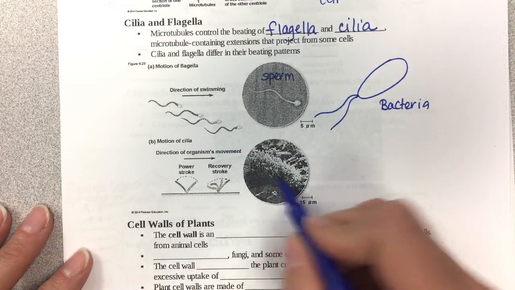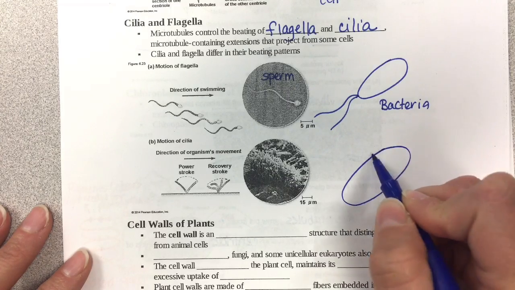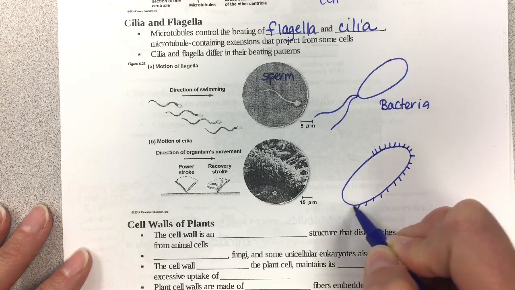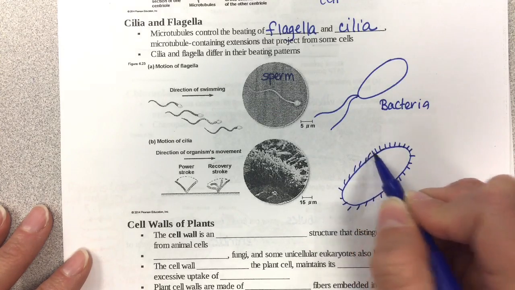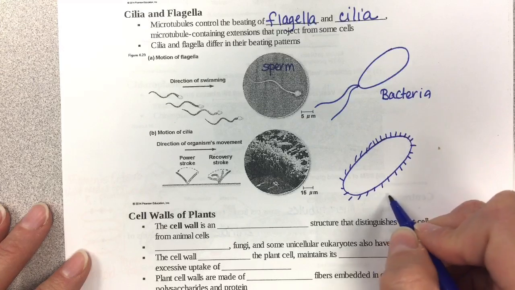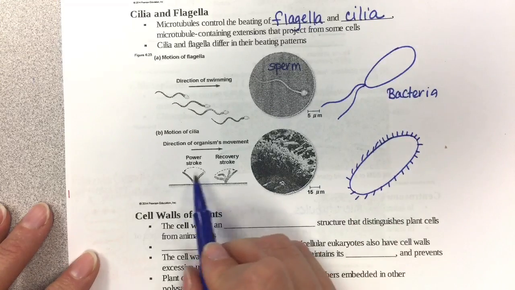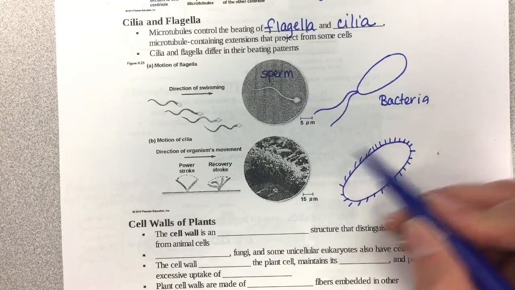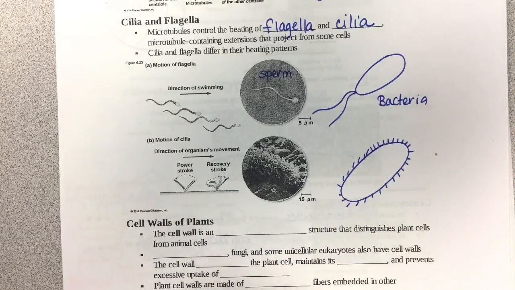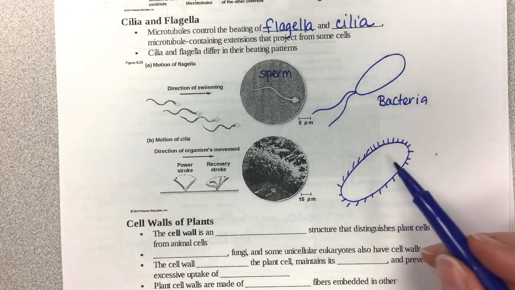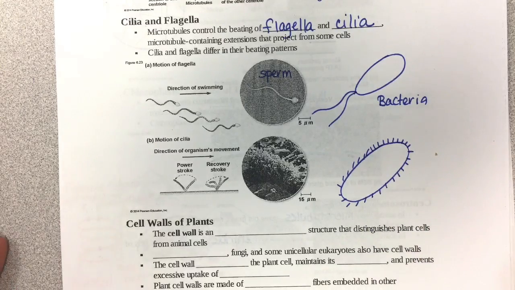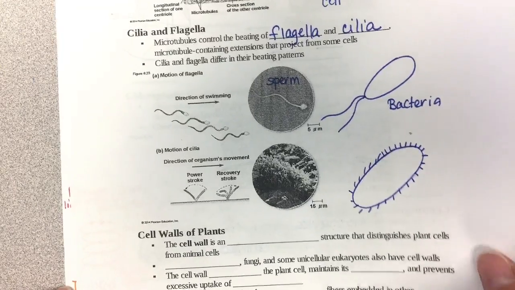And then cilia is more hair-like little structures. They're smaller around the whole thing. And so this would aid in movement, so the direction of the organism's movement as these all kind of go together and move. That's where we find cilia, and an example of that is a unicellular organism. So some organisms have it, some do not.